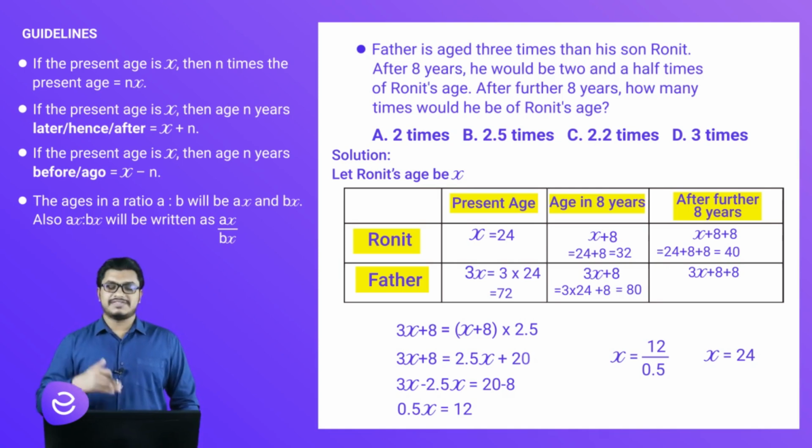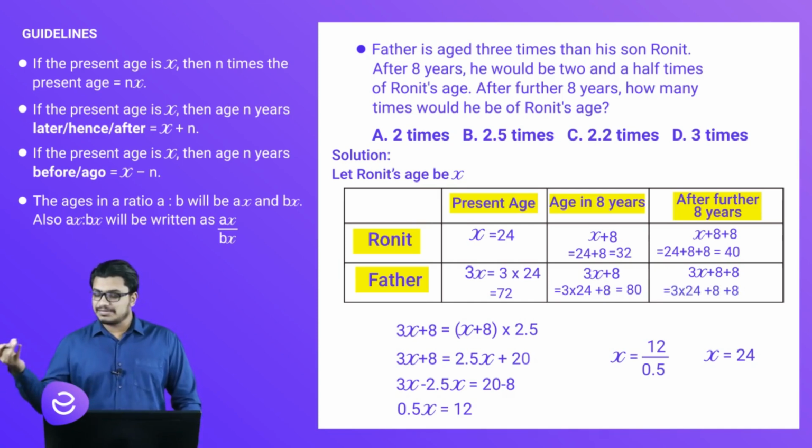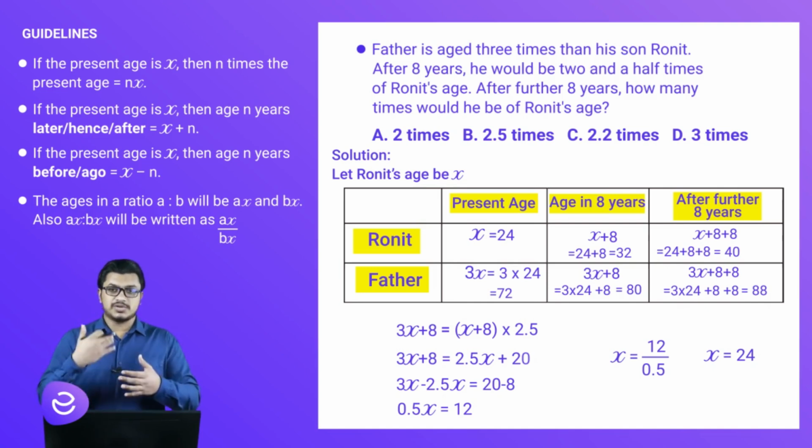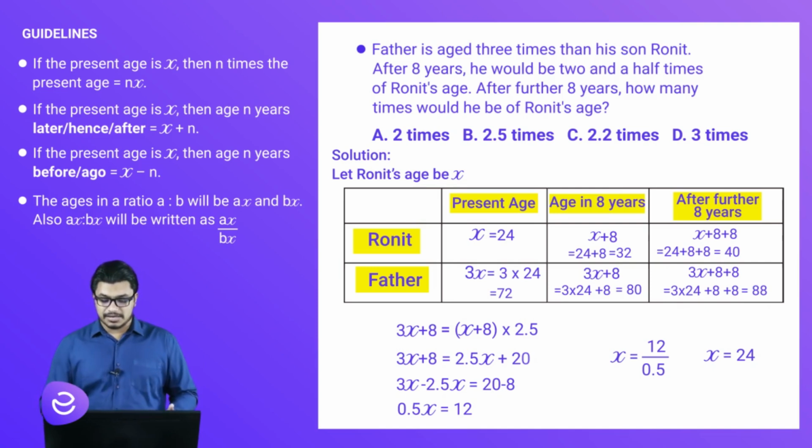And father's age after further 8 years is 3x plus 8 plus 8, which means 3 into 24 plus 8 plus 8, which will equal 88. Now while doing that, 3x plus 8 plus 8, always keep in mind the BODMAS rule. You'll always do the multiplication before the addition. I hope you know that. So we do 3 into 24 first, then plus 8 plus 8, it will amount to 88. Now we have all the constants, we removed all the x's from the table. Now we have a very clear picture.